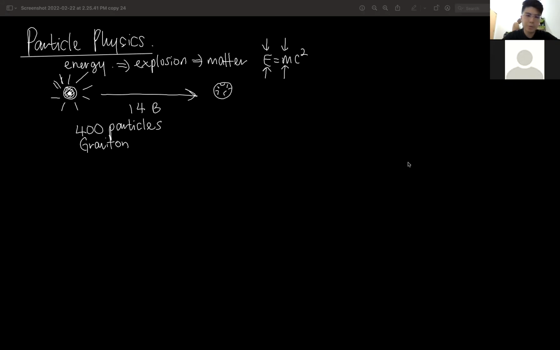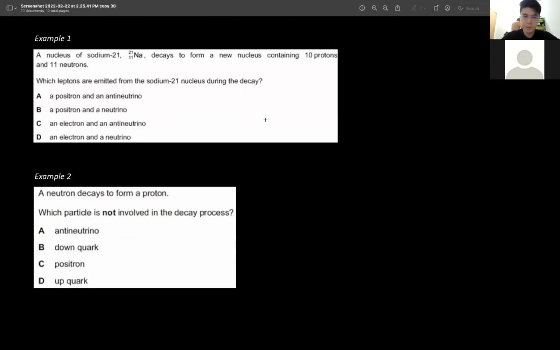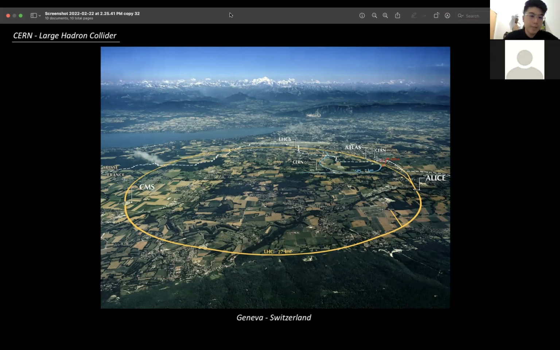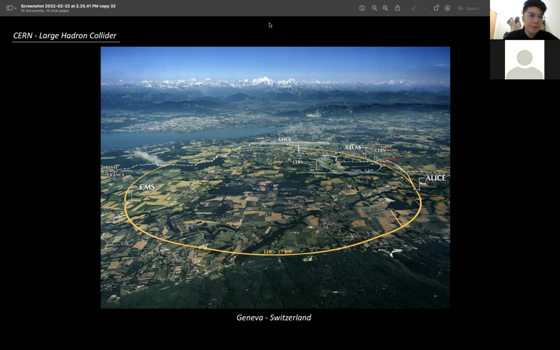Let me switch to my slide. On the screen here, you see an image. This is the largest particle accelerator in the world. It is built by the organization CERN, C-E-R-N. What does CERN stand for? I think, if I'm not mistaken, it's the European Organization for Nuclear Research.